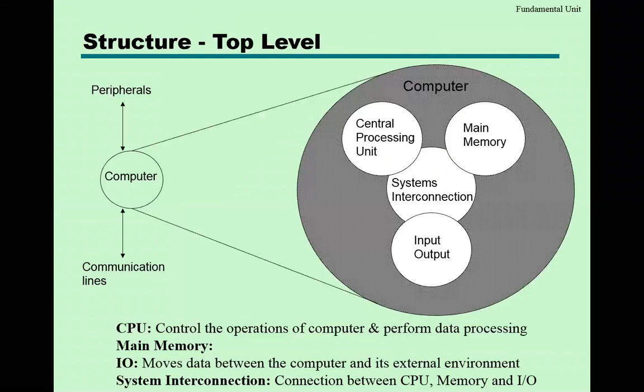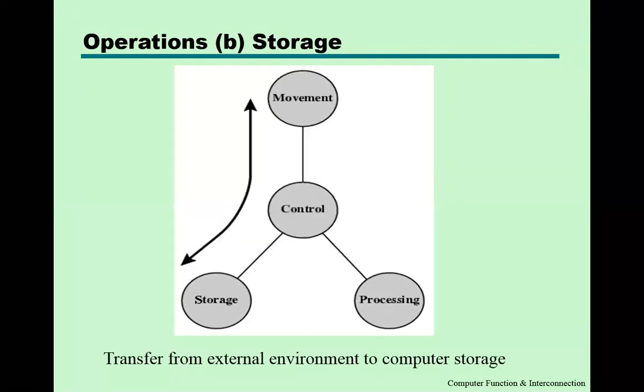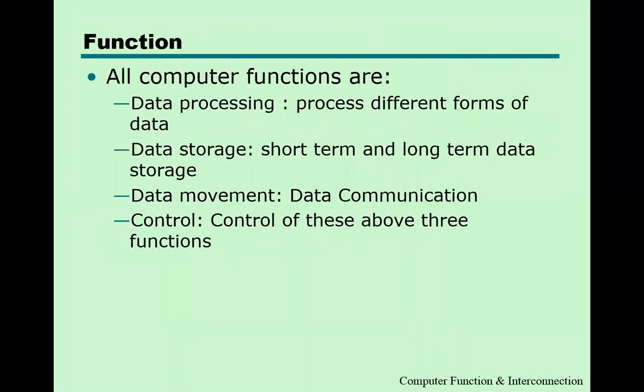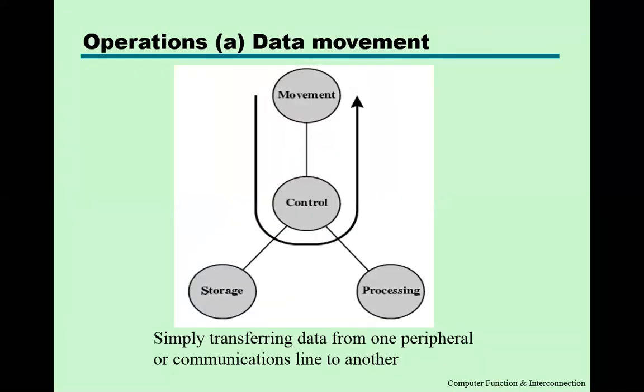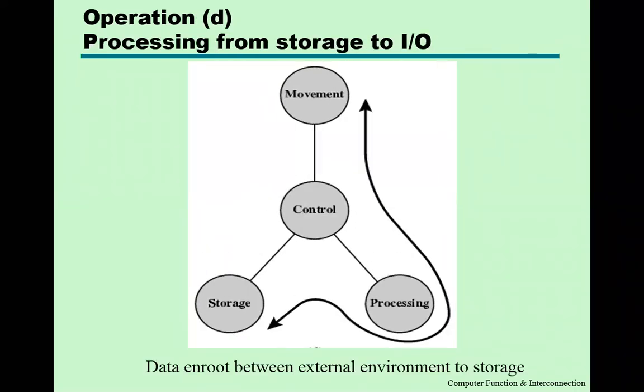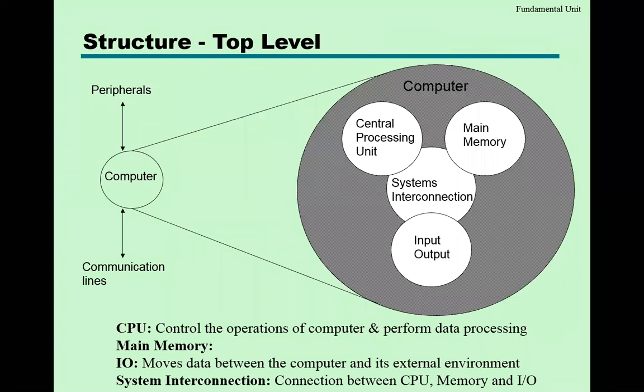And in the structure, it means how the components are related to each other. In function, we have seen these are the different units and each has its own function, like data movement, data processing, data storage. Each unit provides a different type of function, and structure means how these components are related to each other. Therefore, to understand this, we use a top-down approach.